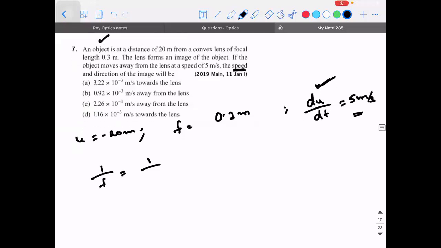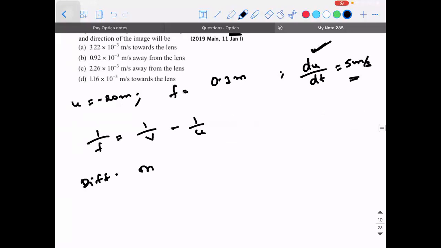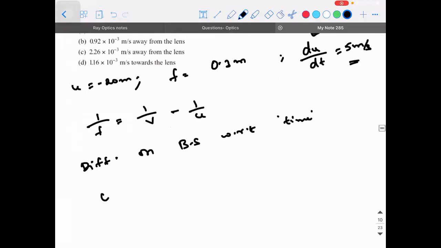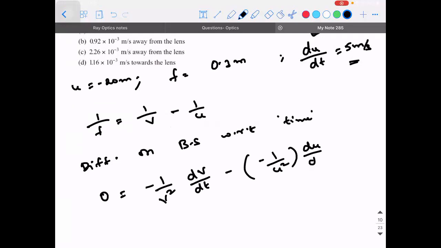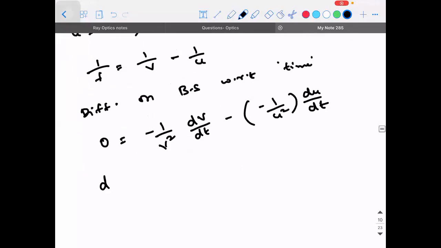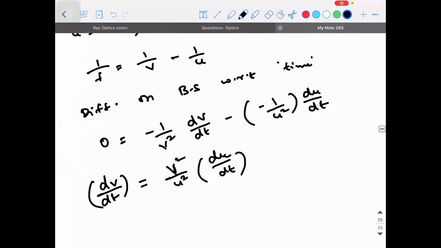So 1 by f is equal to 1 by v minus 1 by u. Now we need to take the derivative of this, differentiate it with respect to time. So 0 is equal to, don't write minus 1 by f square, because for a lens the focal length is fixed, minus 1 by v square into dv by dt minus of minus 1 by u square into du by dt. So dv by dt is equal to v square divided by u square into du by dt.